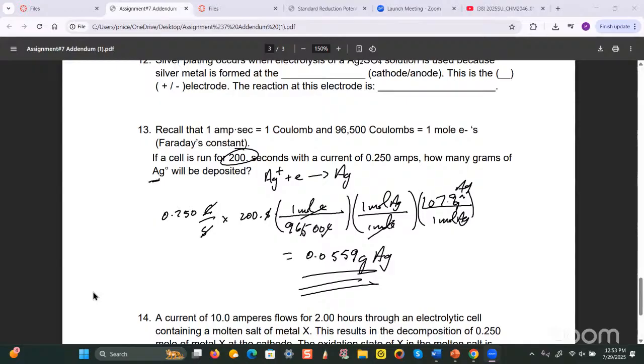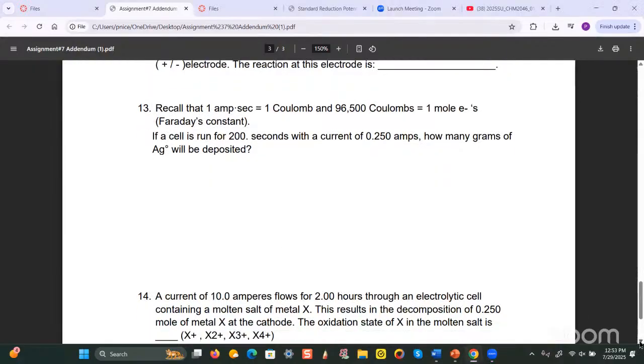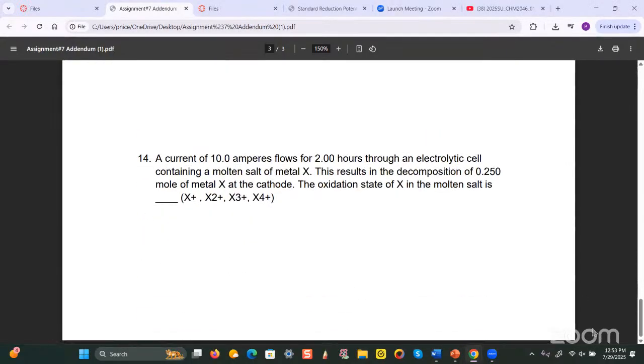Okay, clear this and scroll down. I think this is the last question. Okay, so this question says, a current of 10.0 amperes flows for 2 hours through a cell containing a molten salt of metal X. This results in the decomposition of 0.250 moles of metal X at the cathode. So the question is asking, what is the oxidation state of X in the compound? In other words, what's the charge carried by X, right?